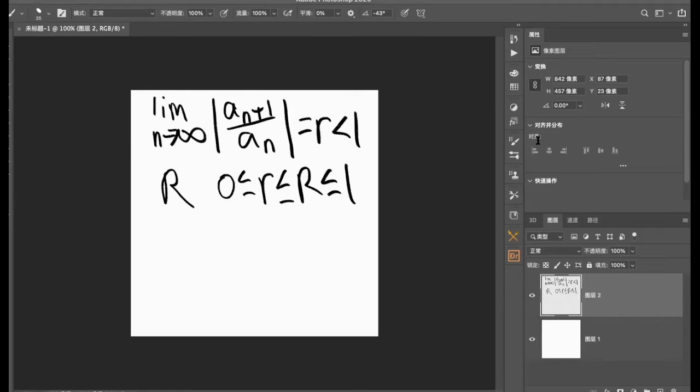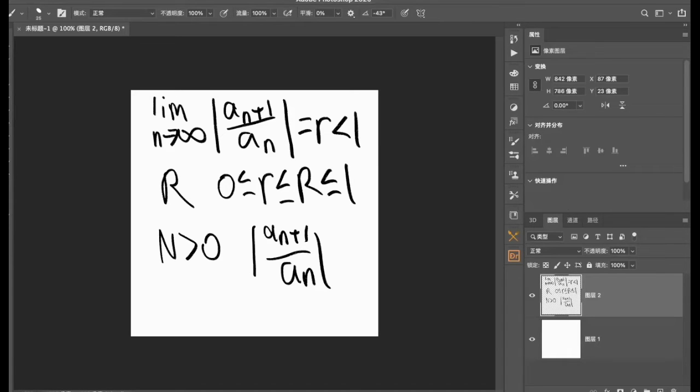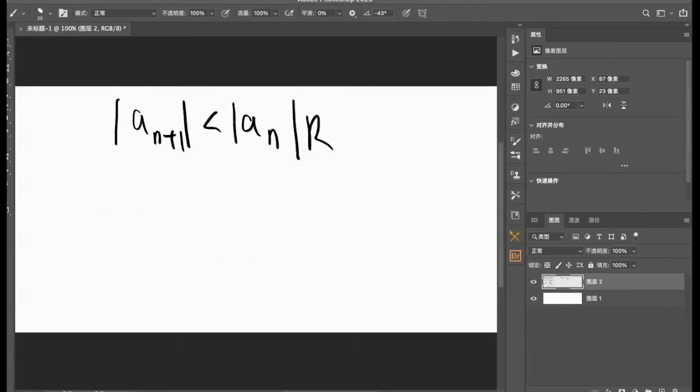By the definition of the limit of a sequence, there exists some big N bigger than 0 such that the absolute value of an plus 1 over an, because it is equal to r, will be smaller than big R, for all n bigger than big N. Up to this step, no problem, right? Therefore, we can write the following inequality by those definitions. No problem, right?